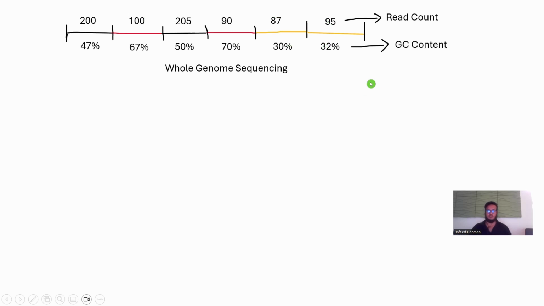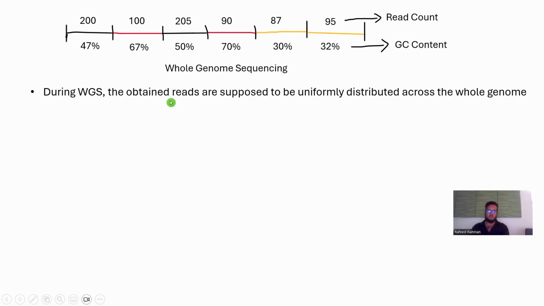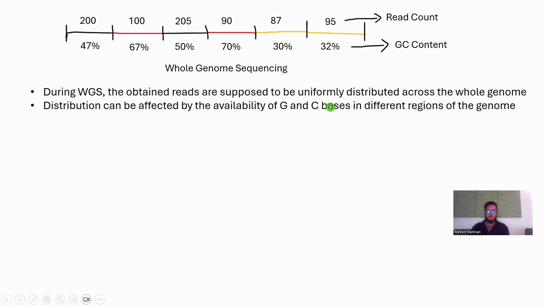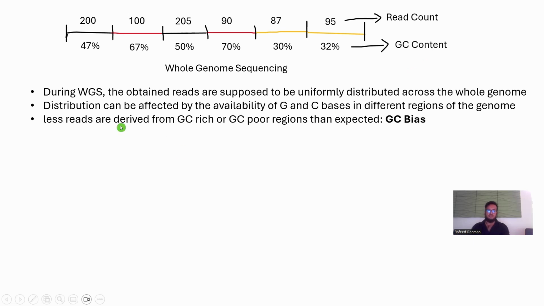So why does this thing happen? Let me explain this very briefly. First of all, obviously during WGS or whole genome sequencing, as I mentioned before, if there is no copy number alteration, the reads are supposed to be uniformly distributed across the whole genome. But the count can be affected by the availability of G and C bases in different regions, which is called GC content. Now the issue is you can see fewer reads are derived from GC rich or GC poor regions. So for example, in the GC rich red region or GC poor yellow region, the count is less, right? This is called GC bias.